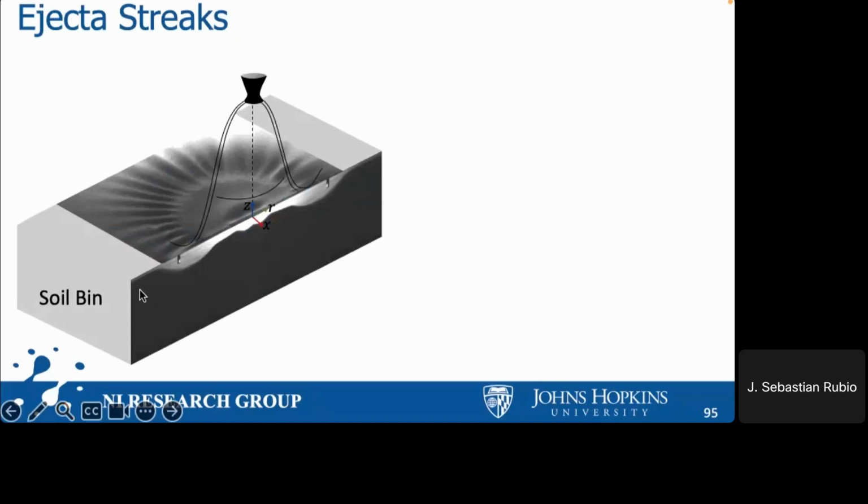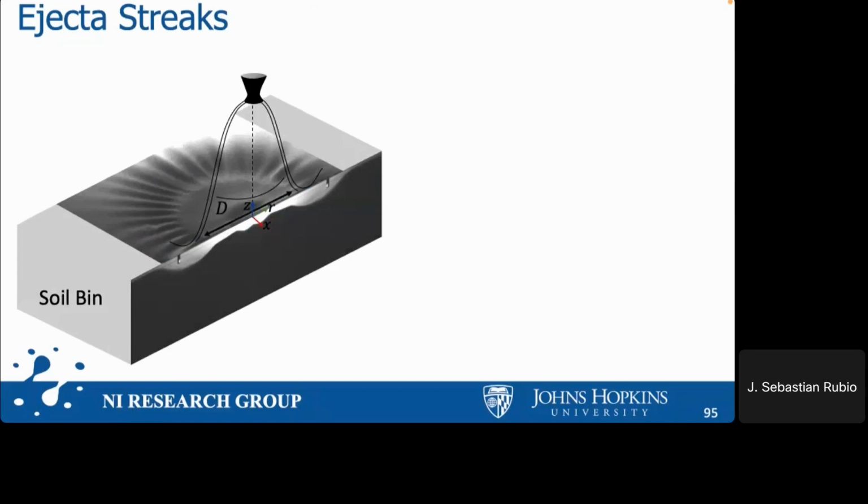So what's happening here is that we're able to reproduce the ejecta streaks. Unfortunately, we couldn't see it in the video, but essentially you have the plume impinging on the sand bed, and then you generate a plate shock, right? The plate shock is generated because of the presence of the soil.